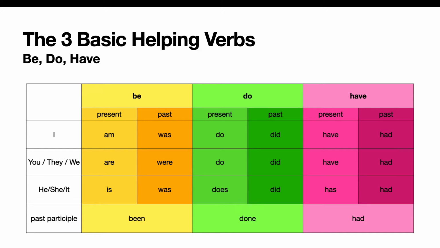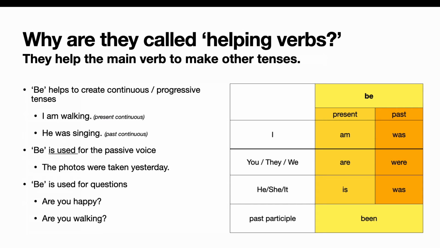And be also has different forms for I, you, and he. But they're also 3 of the most common verb forms, so it's really important that we review and remember how to use these verbs correctly. Let's talk about what these helping verbs are used for, starting with be.